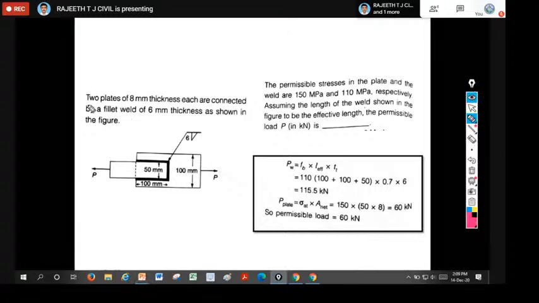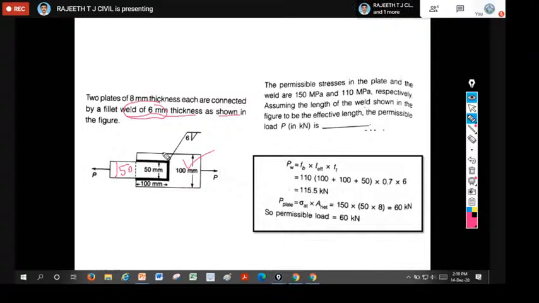So we'll read the problem. Two plates of 8 millimeter thickness each are connected by a fillet weld of 6 mm size, as shown in the figure. So the size of the weld is 6 mm here. This is the plate they have connected, a 100 mm plate, and the width of the other plate here is 50 mm.